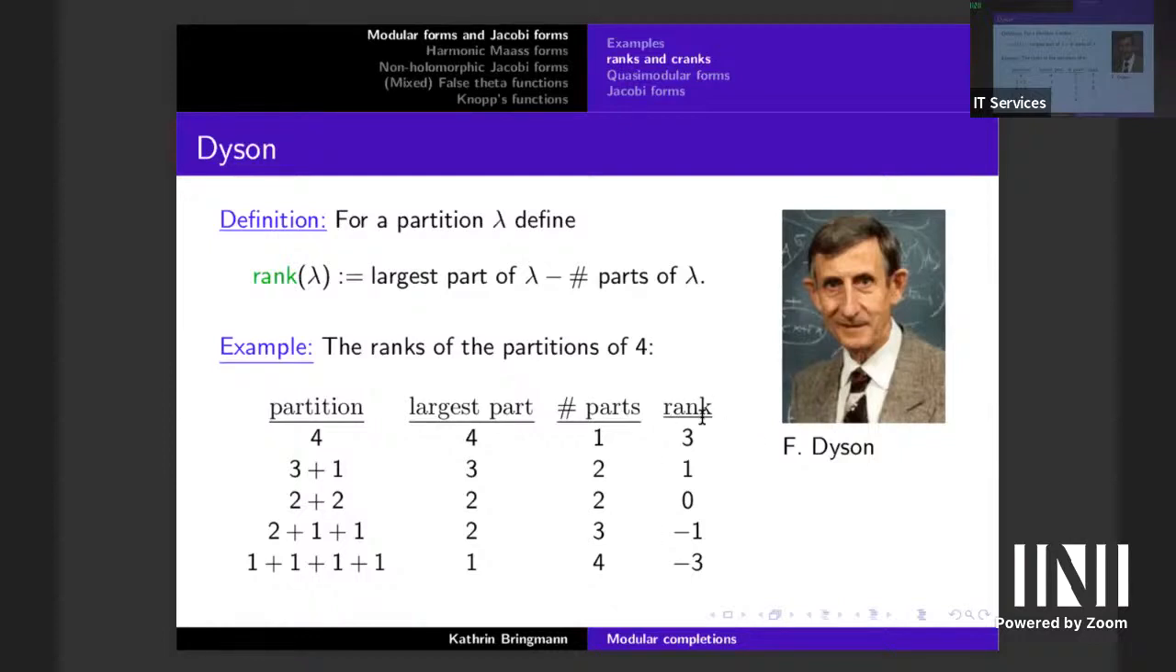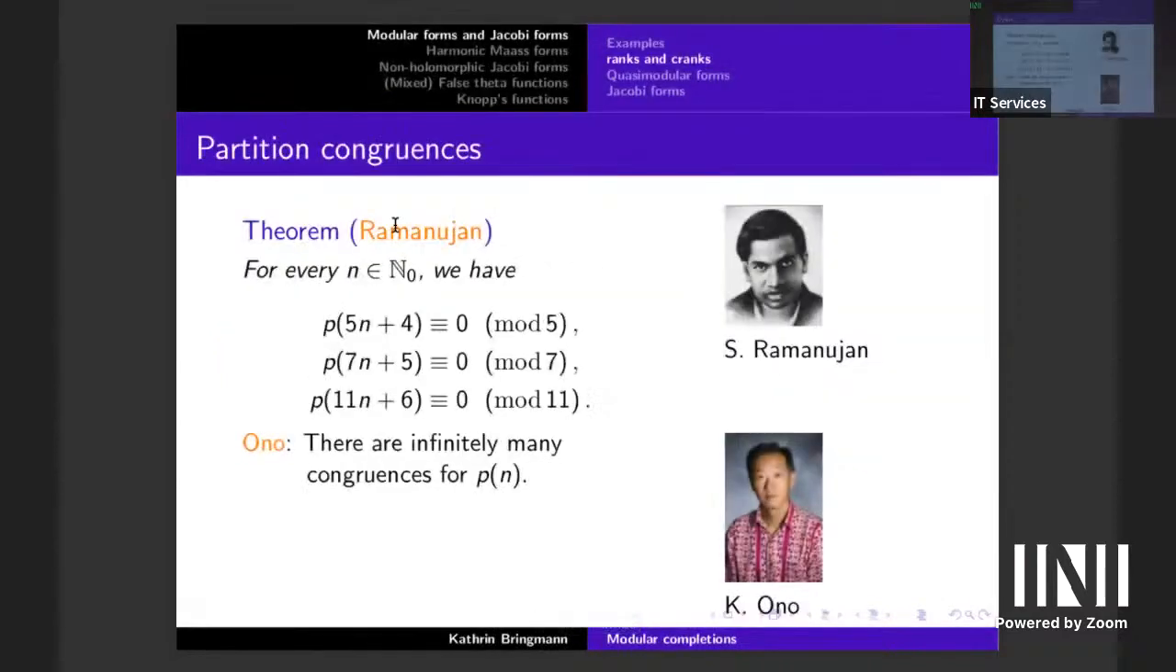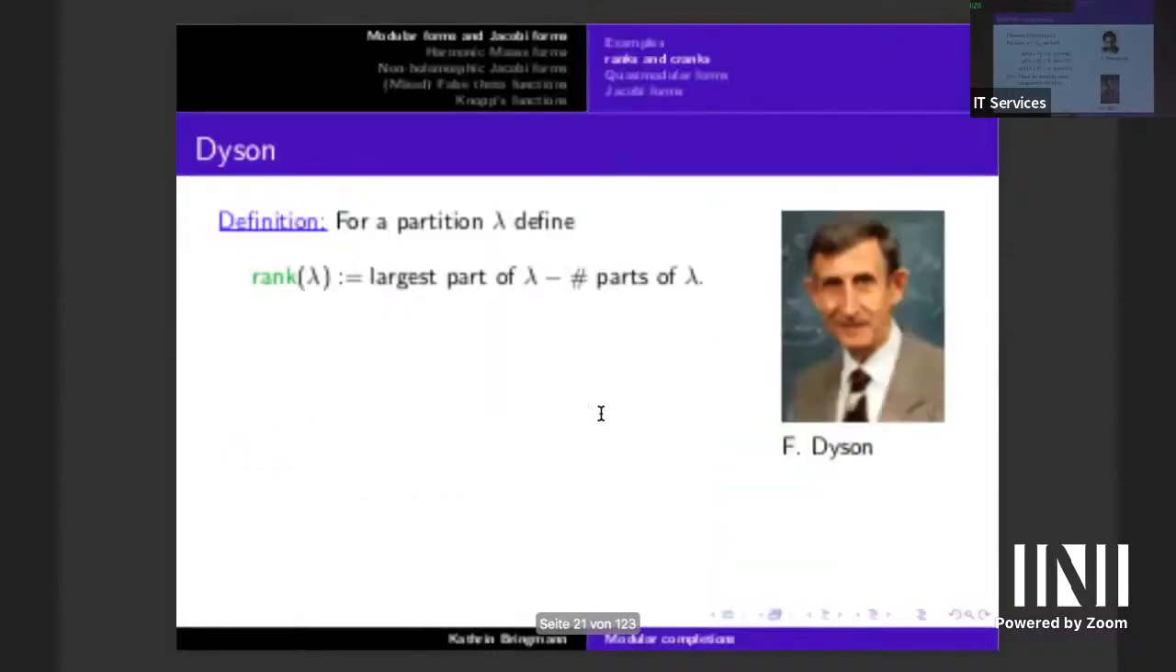And if you look at what these ranks are, mod 5, then you see that each congruence class is hit exactly once. So that gives you an explanation of the partition congruence in this one specific example. And we're going to show that this always holds. So in particular, if you go back to the congruences, we can use the rank to explain this partition congruence. And the same is true mod 7.